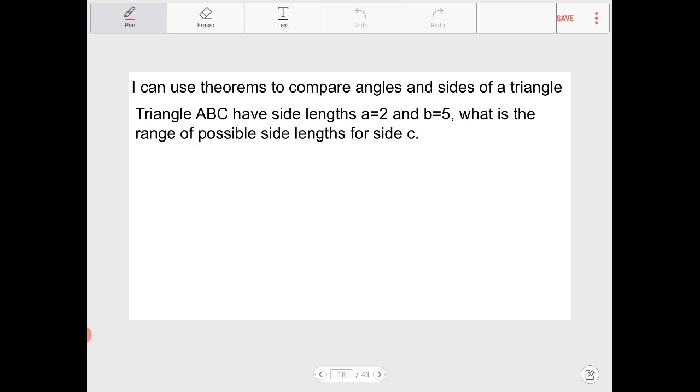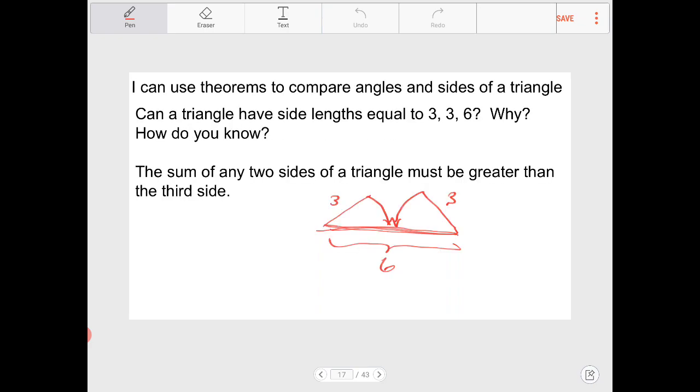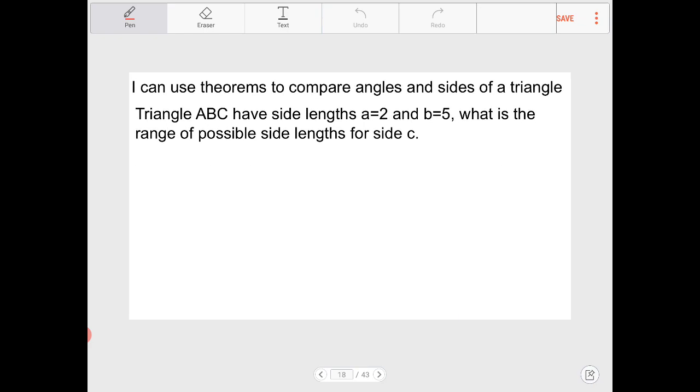So triangle ABC has side lengths 2 and 5. What is the range of possible side lengths for side C? Knowing what was just discussed now, let's try to determine a way for us to figure out a range of possible side lengths for side C. Pause the video to see if you can figure this out.